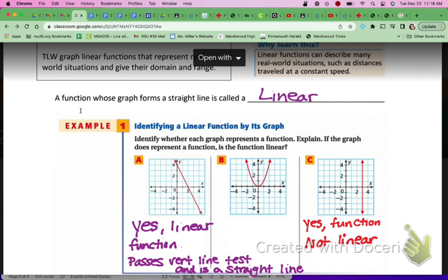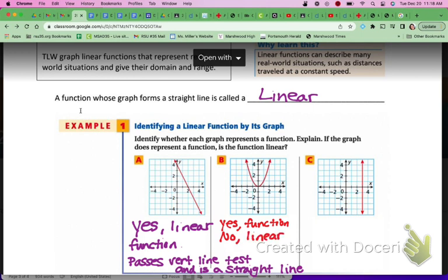Oh, yeah, sorry. I'm zoomed in too much. That should be B. So, yes, it's a function. Not linear. So, no, it's not linear. Not a straight line.